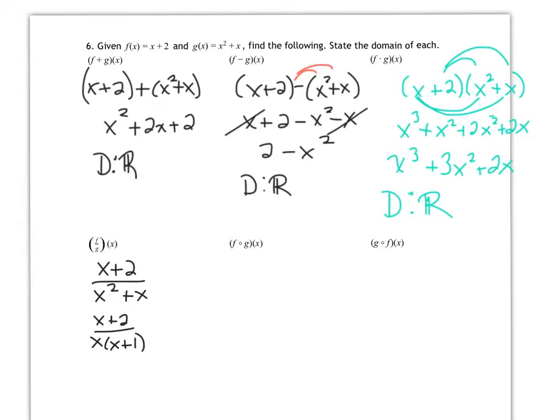So now if I look at what makes the bottom equal to 0, because we know bottoms equal to 0 are no good, well then I would have to restrict 0, because I can't put 0 in for x, and I also have to restrict negative 1, because negative 1 plus 1 is 0. So that is the first one and the only one that has any domain restrictions.